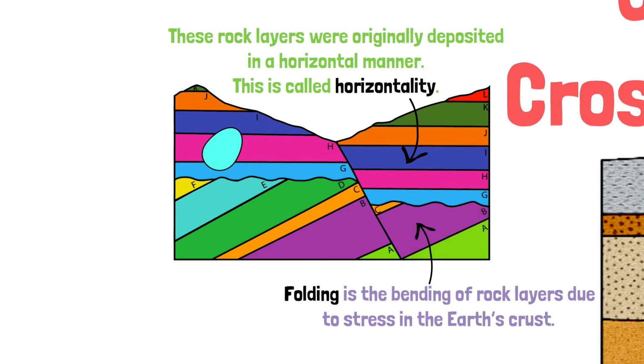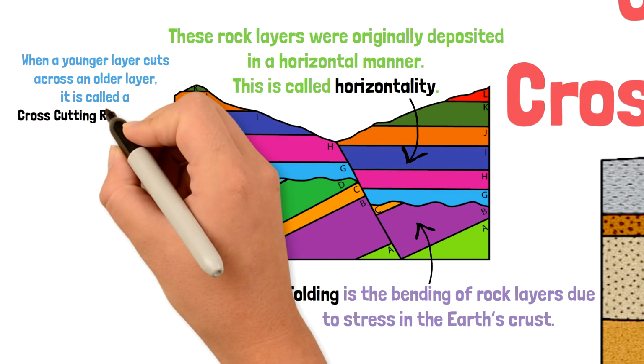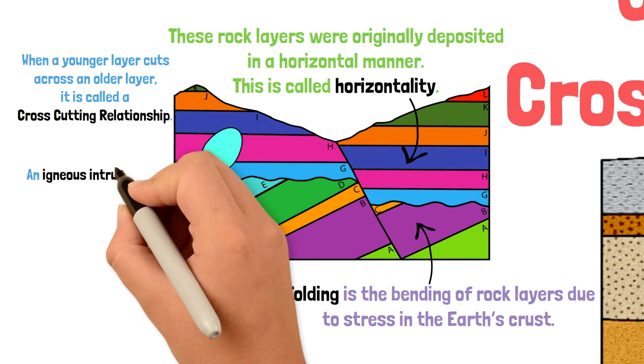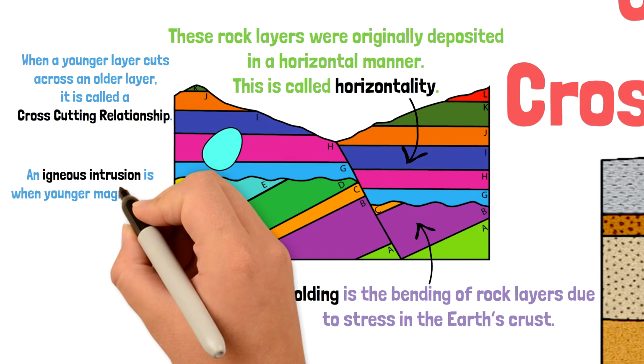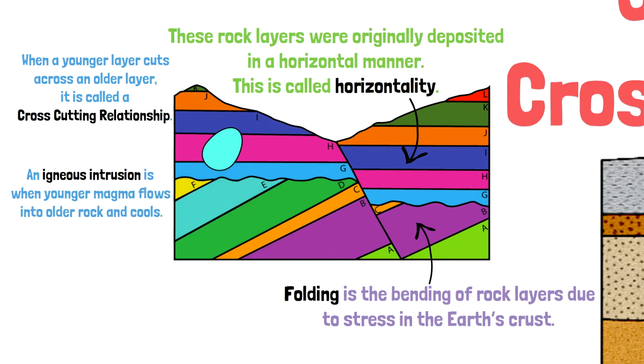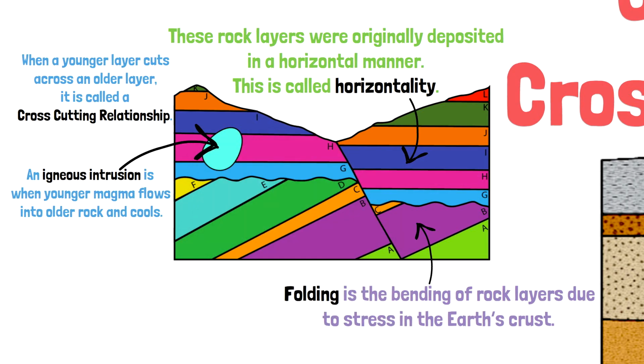When a younger layer cuts across an older layer, it is called a cross-cutting relationship. We will study two different types of cross-cutting relationships: igneous intrusions and faults. An igneous intrusion is when younger magma flows into older rock and cools. As we can see here, this igneous intrusion is younger than the rock it cuts across.